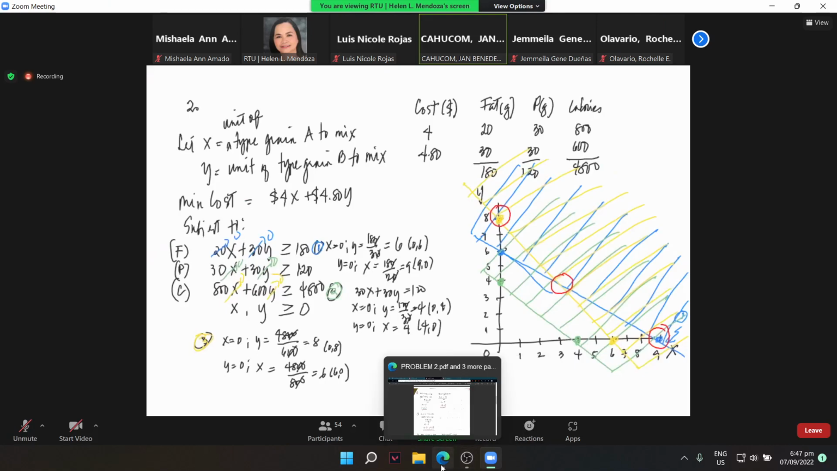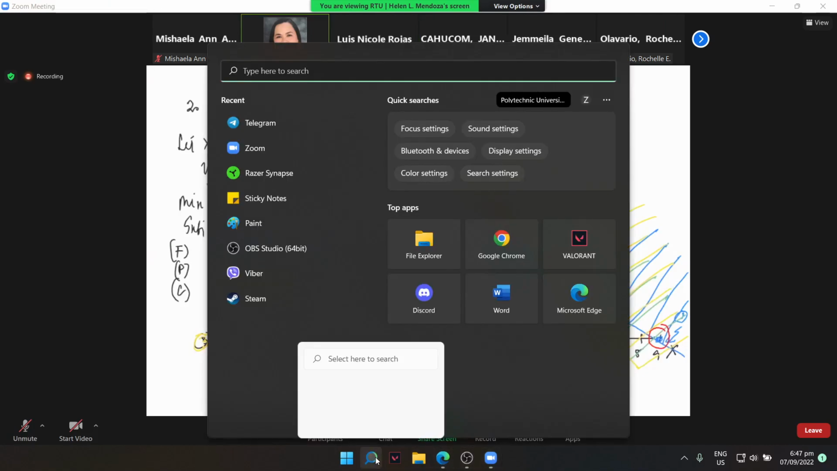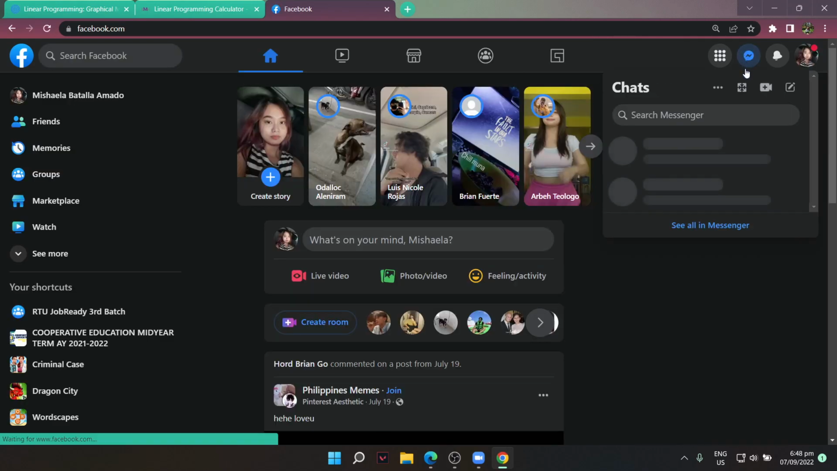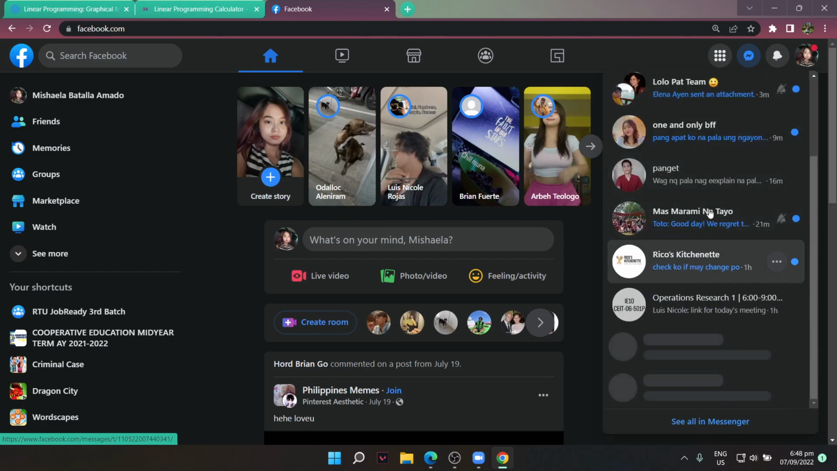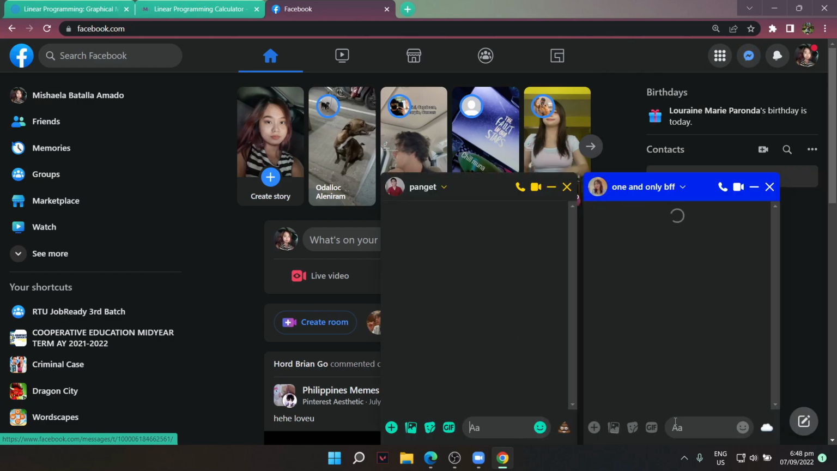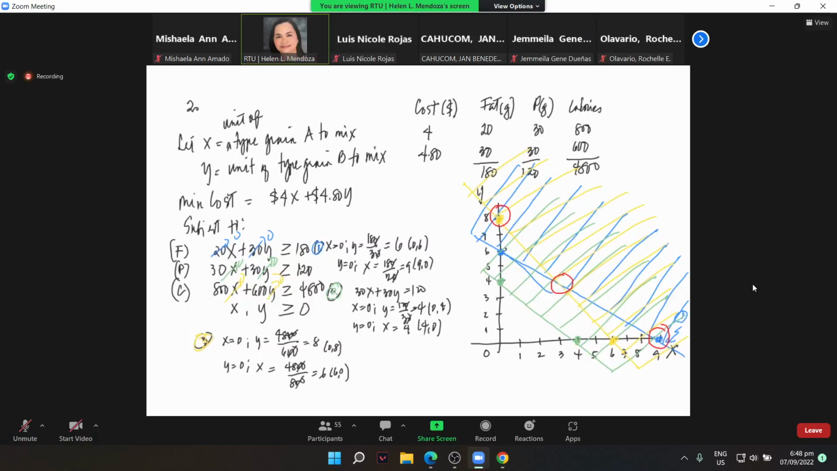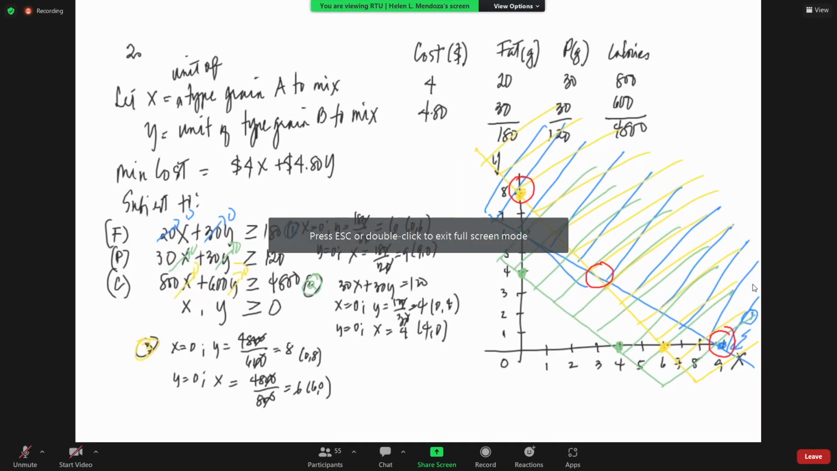Ma'am, may question po. Yes po. Diba po sa graph po, pag kukunin po natin yung feasible region, is dapat sakop po siya ng tatlong color po. Yes, sir. Yung coordinates po na 0, 8, di ba po hindi na po siya sakop ng green? Ganito siya. Sakop pa rin po siya, sir.